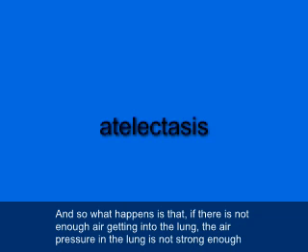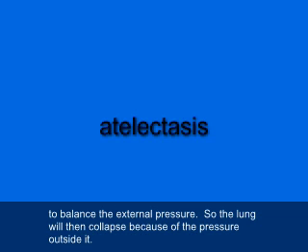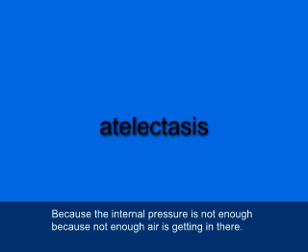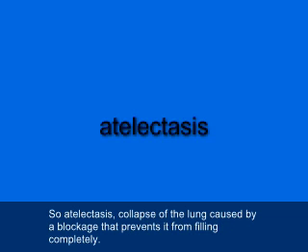And so what happens is if there's not enough air getting into the lung, the air pressure in the lung is not strong enough to balance the external pressure. And so the lung will then collapse because of the pressure outside it, because the internal pressure is not enough, because not enough air is getting in there. So atelectasis, collapse of a lung caused by a blockage that prevents it from filling completely.